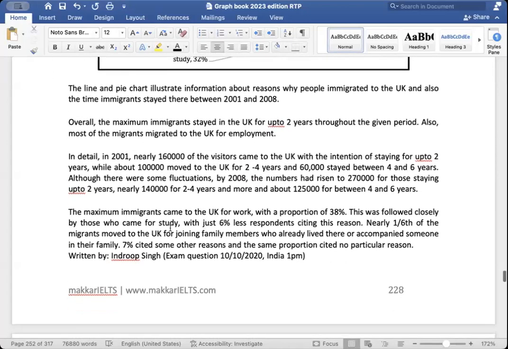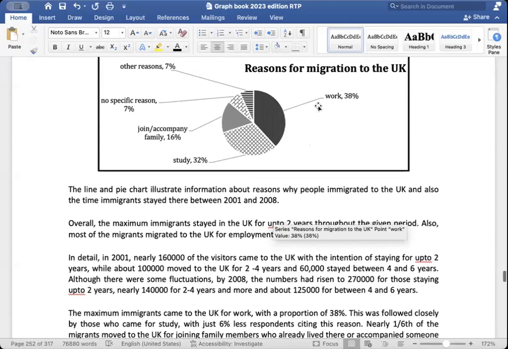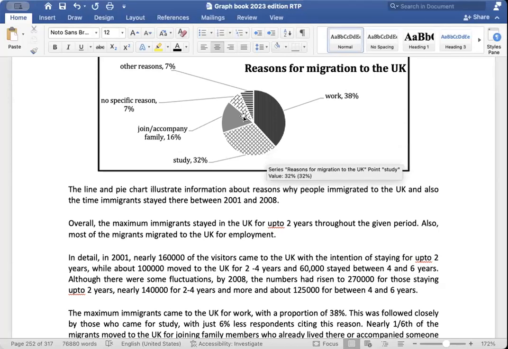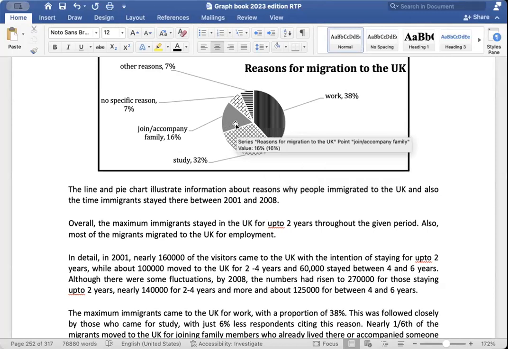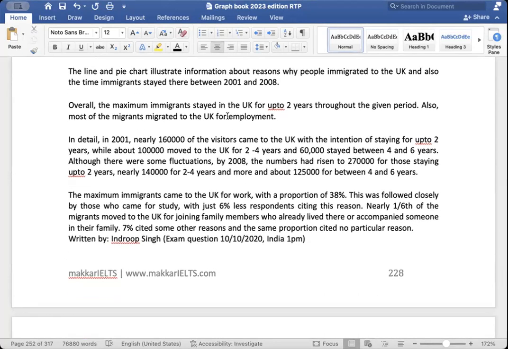The maximum immigrants came to the UK for work with a proportion of 38%. What else can you write for 38%? Now let me know whether you know the vocabulary of pie charts. Ma'am, 2/5. Nearly 2/5, yes. For 32? 1/3. Just under a third, or approximately 1/3. Almost a third. For 16? You can write just 16, or a little under a fifth. You can say just under a fifth. Anyways, you don't need to write it for all.